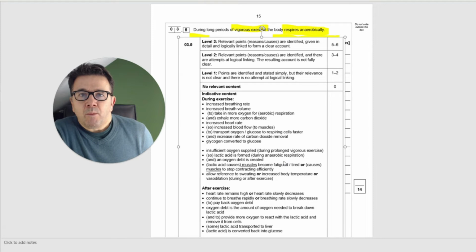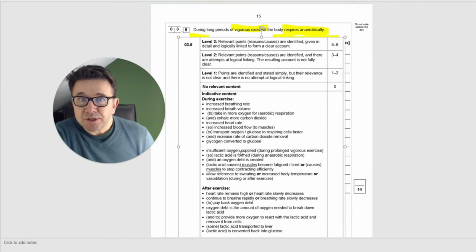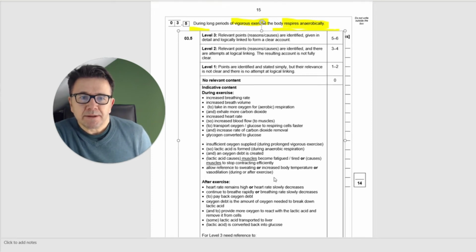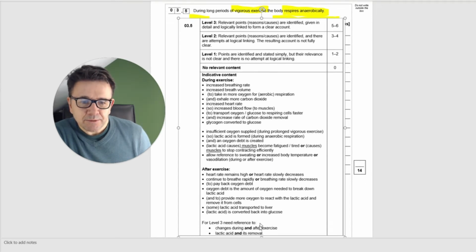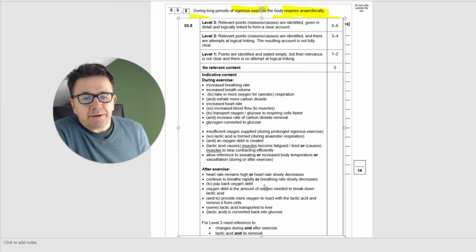Then you could talk about what happens because they do mention the body respires anaerobically. Well, insufficient oxygen means that lactic acid is formed, an oxygen debt is created, muscles become fatigued or tired, and then you could mention sweating or increased body temperature. So that's during exercise. Obviously, again, you can't mention all of those. I would mention lactic acid though, particularly for level 3, because after exercise, obviously your heart rate will remain high for a while, or it might slowly decrease.